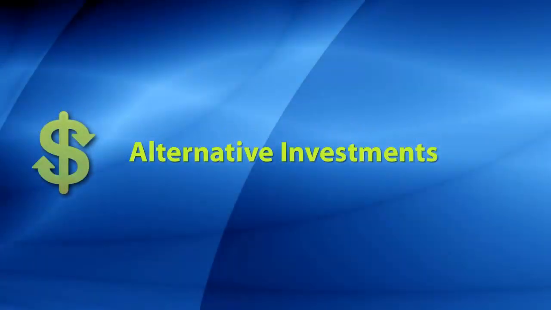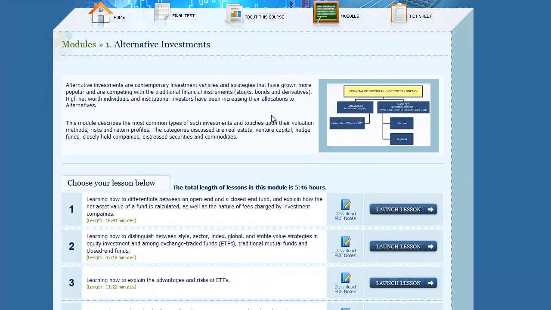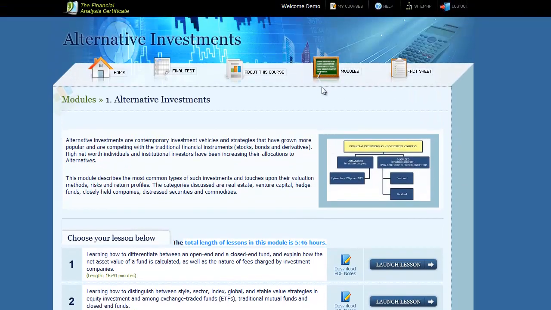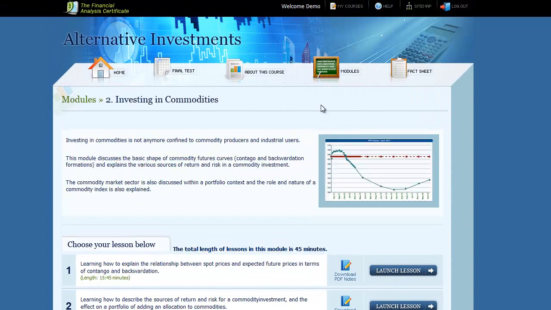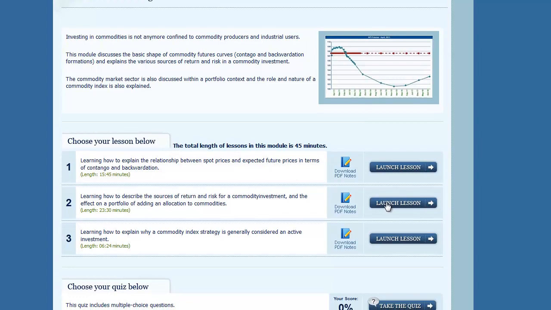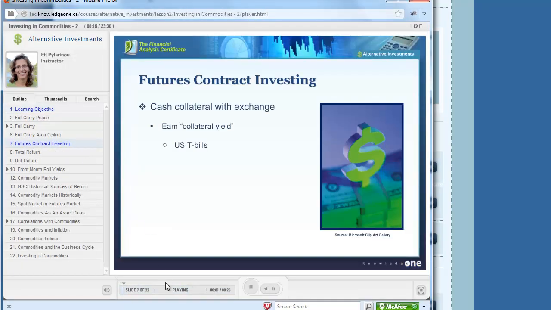Alternative investments. This course offers an overview of the most common types of alternative investments such as real estate, venture capital, hedge funds, closely held companies, distressed securities, and commodities. Most importantly, this course teaches methods to analyze alternative investment opportunities, their risks, and how they might impact returns.